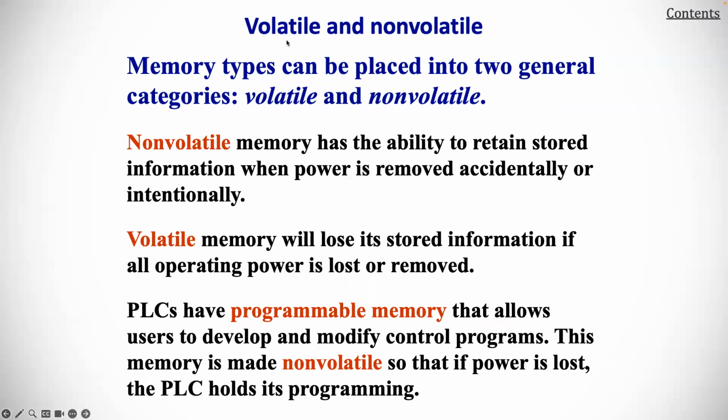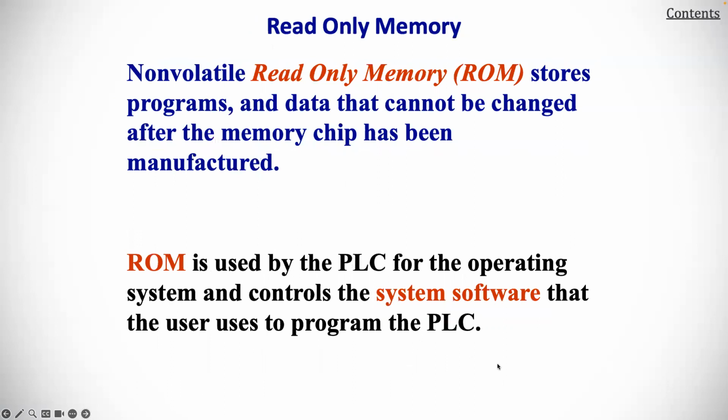Volatile means that when power goes away, you're not going to be able to keep the state, and non-volatile means that you actually maintain the state. So PLCs have programmable memory that allows it to develop and modify control programs. This memory is non-volatile, so if the power is lost, it still can maintain its program.